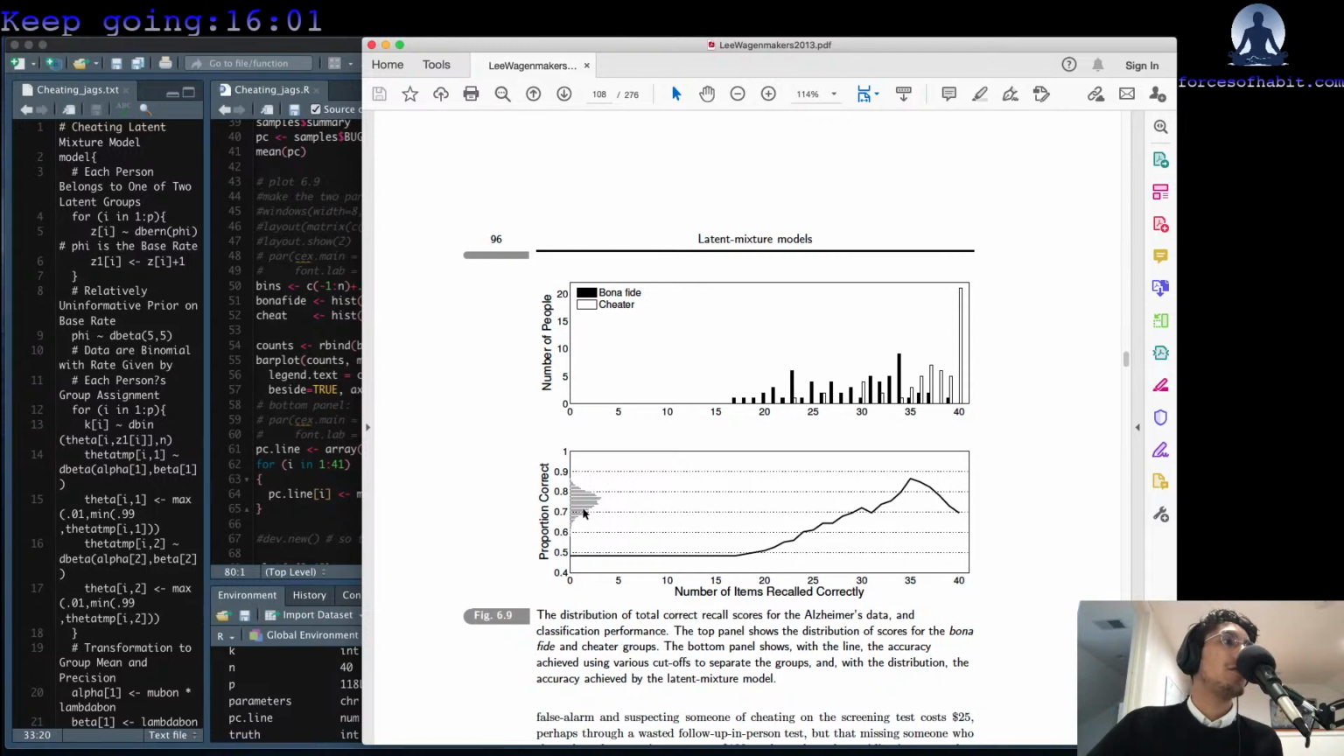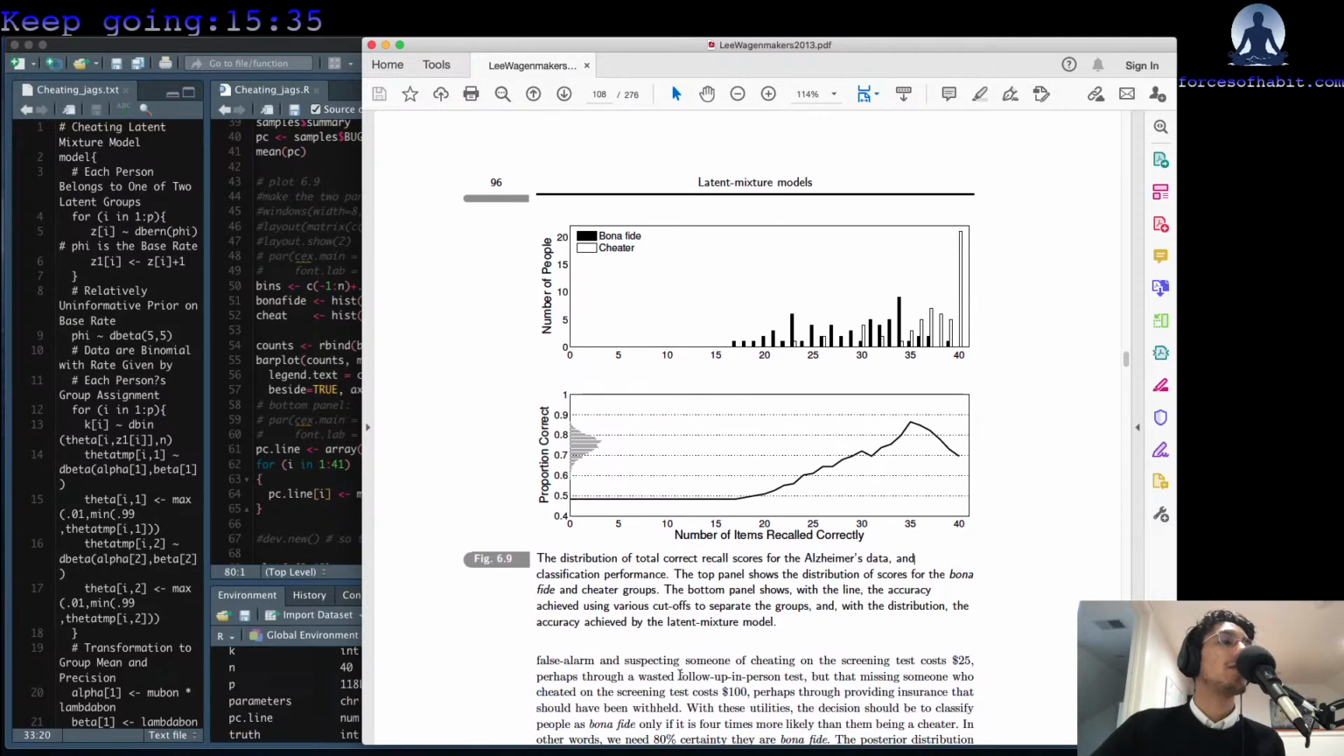And the total distribution of success seems to be somewhere in between 0.75, 0.78, with the discrete amount being around 35. The accuracy achieved using various cutoffs on separate groups. What's the description of accuracy achieved by the latent mixture model?